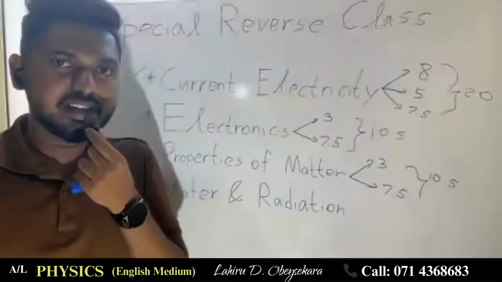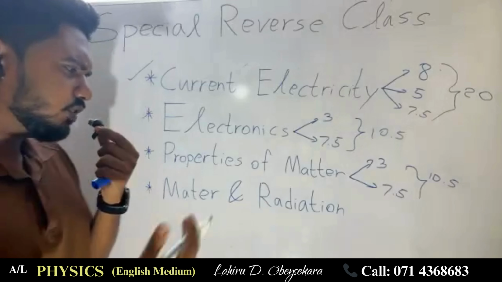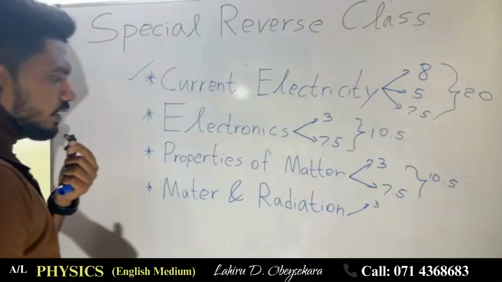Then finally, radiation. Usually there are 3 marks in MCQs, and it also contains an essay of 7.5, so it is also 10.5. Now you can see the total marks that can be obtained from these 4 lessons.